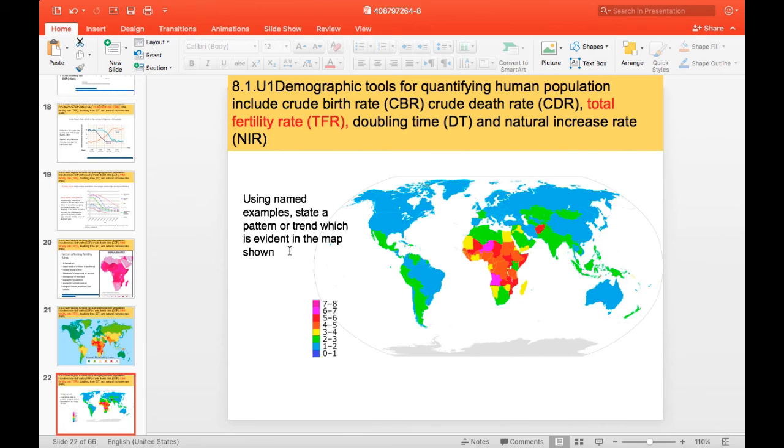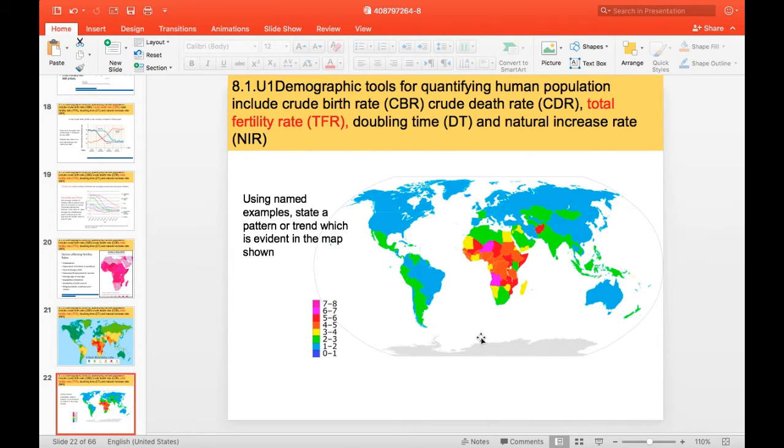What is a pattern? Something that is repeated in different places. So for example, you have total fertility rate from 0 to 1, from 1 to 2, from 7 to 8, depending on the amount of kids or how fertile a woman is to have a kid, right? So tell me a pattern that you can see in here.